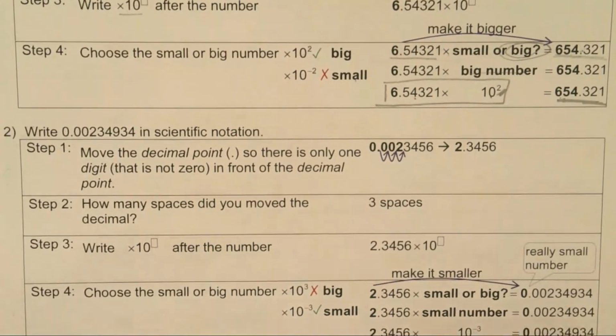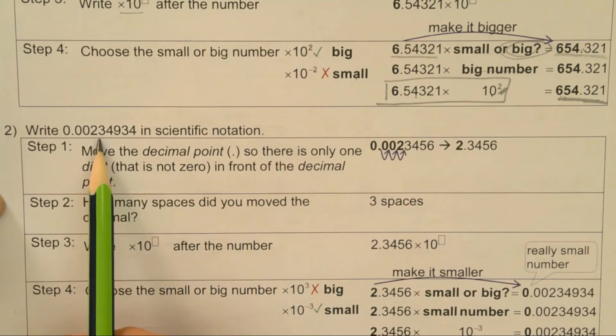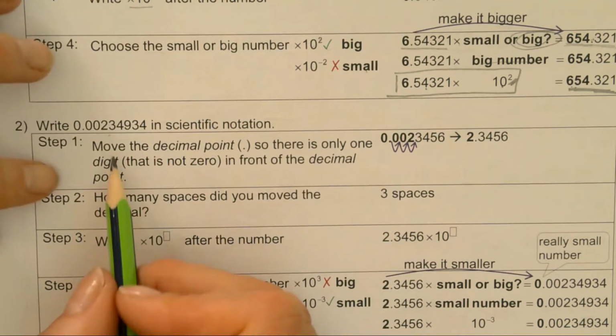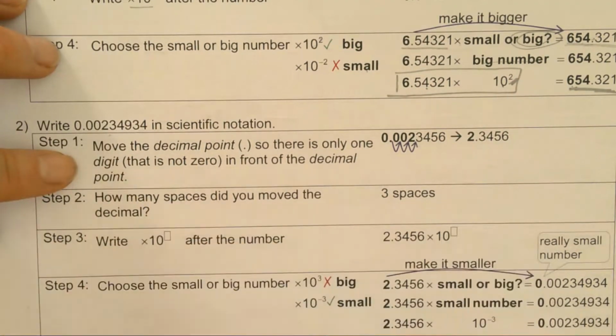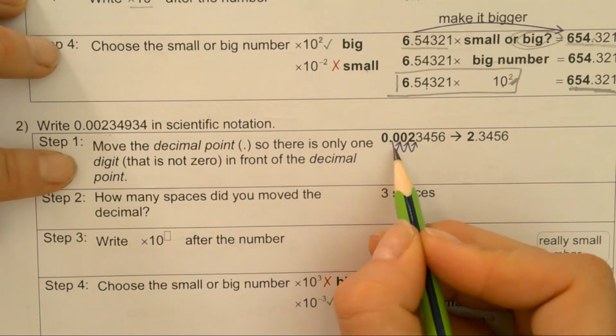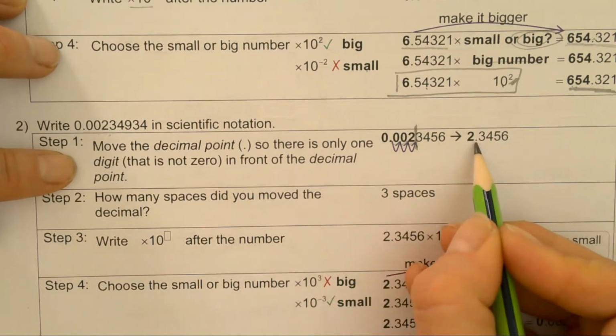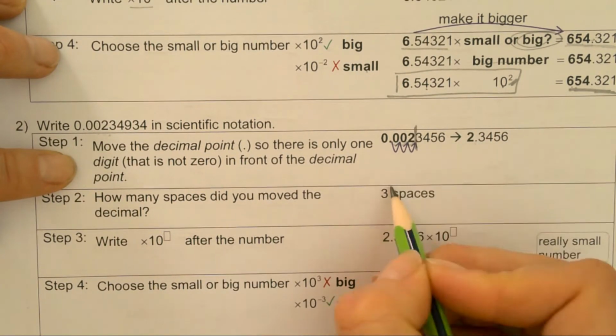So now I have a very small number, and it says write this in scientific notation. So I need to move the decimal until there's one digit in front of the decimal point, but the digit can't be 0. So here's one digit, but it's 0, so it's not good. So 1, 2, 3. I'm moving it to here. And I moved it 3 spaces.